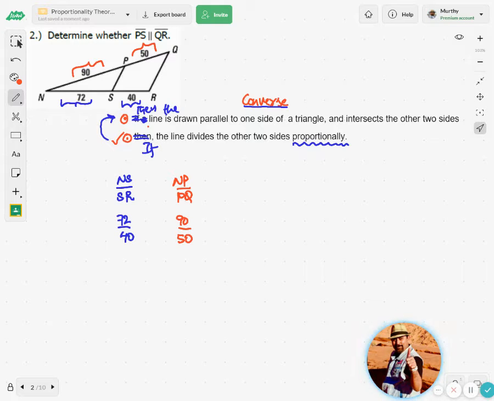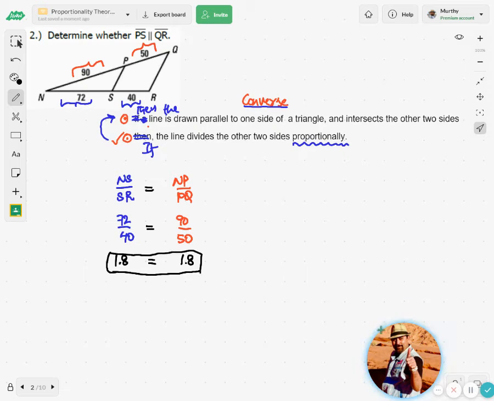Okay, let me grab my TI-84 calculator and compute. You can also compute 72 over 40. Okay, I computed. And next, 90 over 50. I computed. I hope you also got the same values. I see that here I got 1.8 and here I got 1.8. So these two are proportional. That means the ratios are equal.